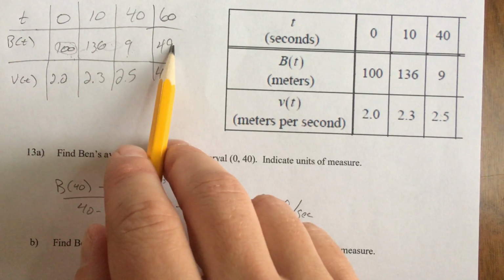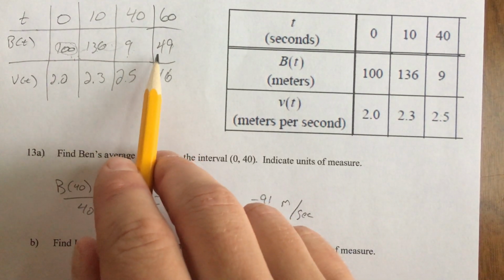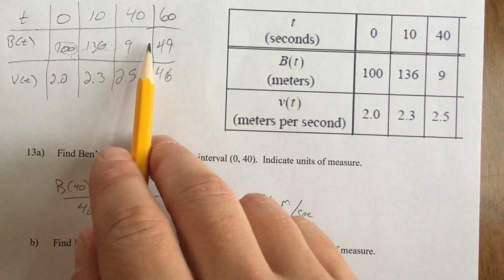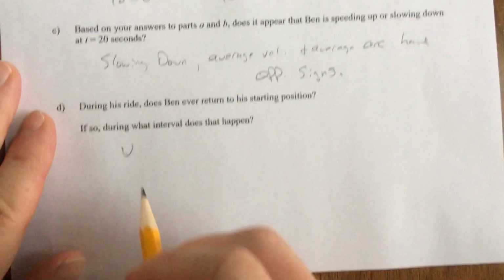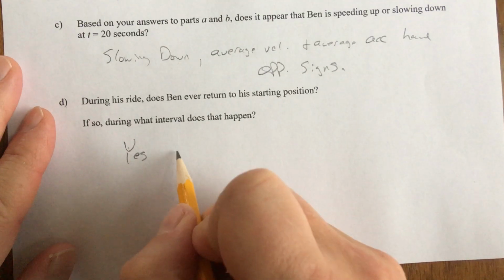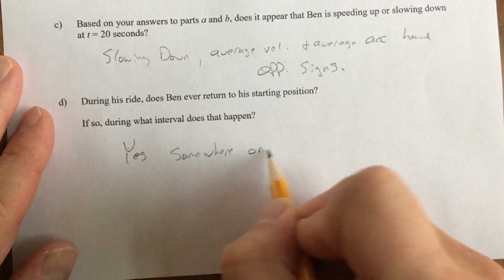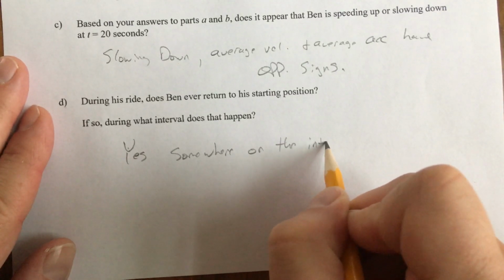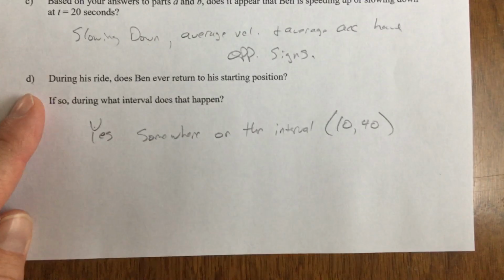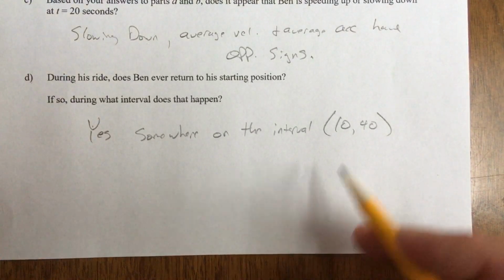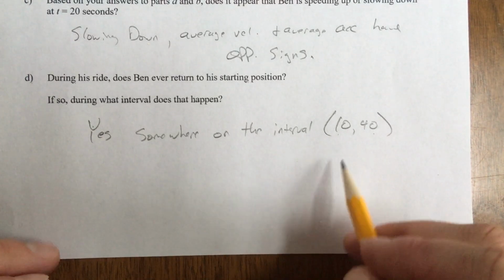Okay, and then from here to here, we go from 9 to 49. Again, maybe he gets up to 100 and comes back down, or maybe he doesn't, but there's no reason to think that he has to. So we would say yes, he does get back, and it's somewhere on the interval 10 to 40. All right, and if you had to give more justification, you could say what the position was at 10, what the position was at 40, and the fact that 100 is in between.